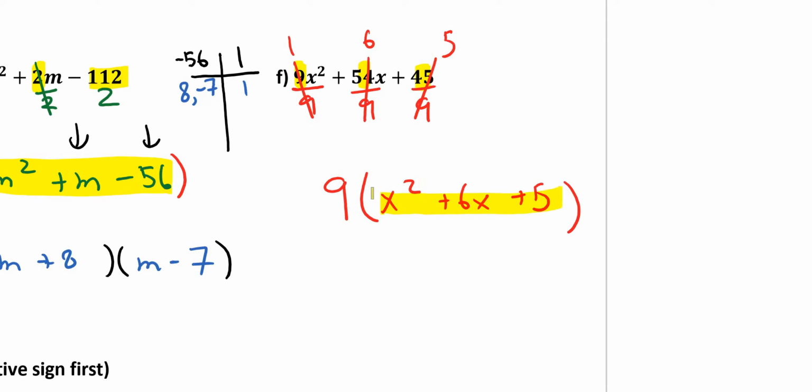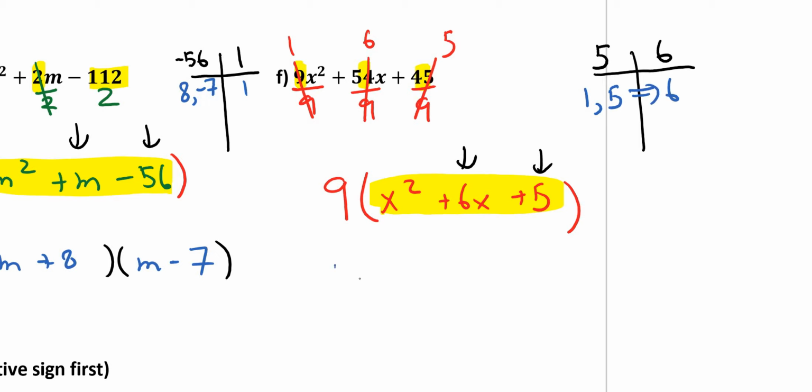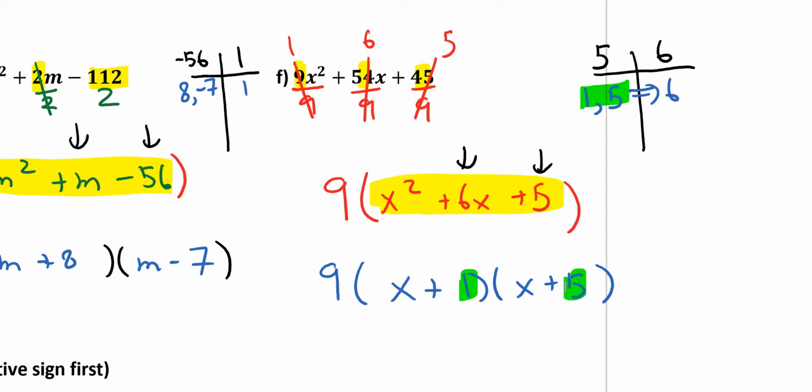And once again, my trinomial can be factored. The two numbers that I need multiply to 5 and add to 6. I would say 1 and 5, and 1 plus 5 also gives you 6, so that combination definitely works. This will be x plus 1 and x plus 5 to finish. Great. All right, let's move on to the next section.